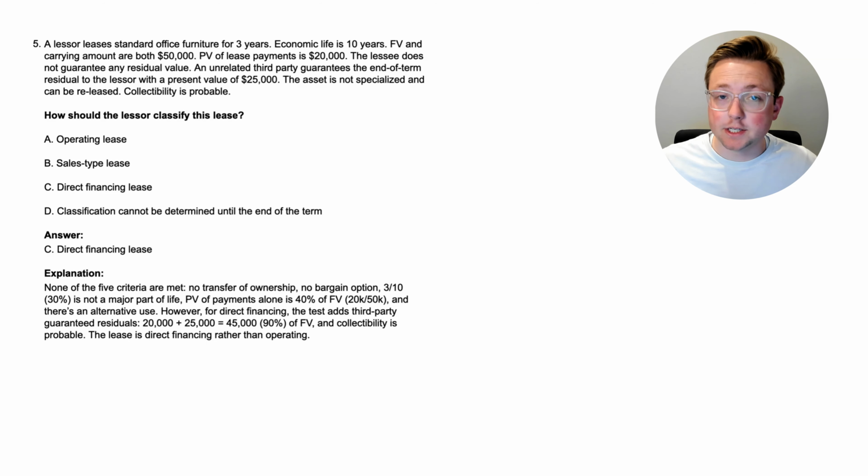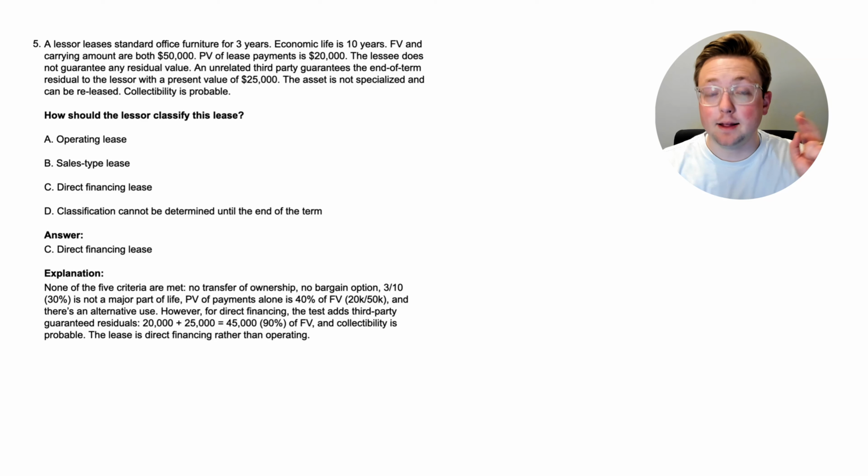If none of the 5 criteria are met for it to be a sales type lease, but when you add the residual, the present value of the payments plus the residual ends up being substantially all of the fair value of the asset, and if the collectibility is probable. So if those 3 things happen, where it's not a sales type lease, but the other 2 things are met, and they both have to be met, then it's a direct financing lease.